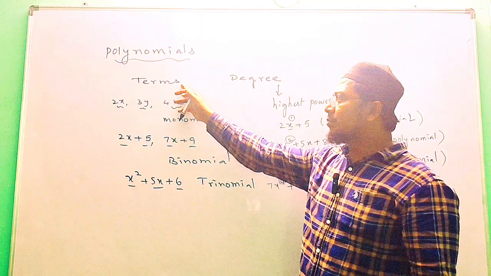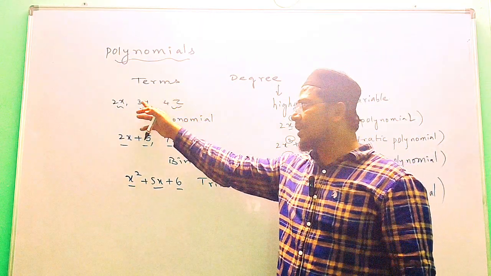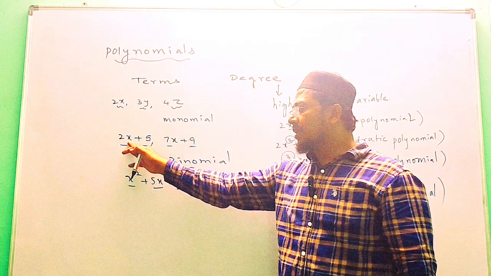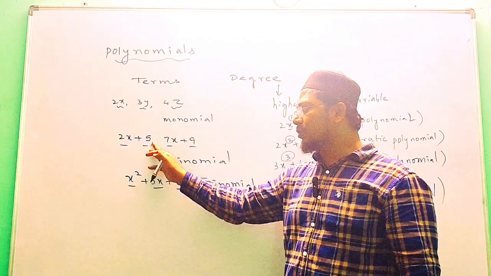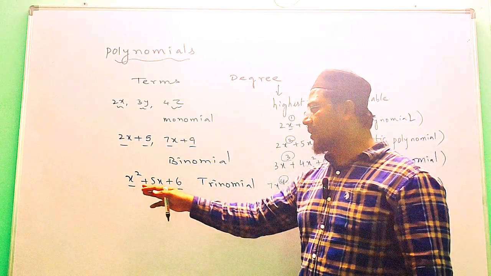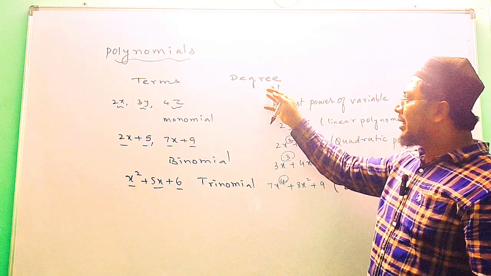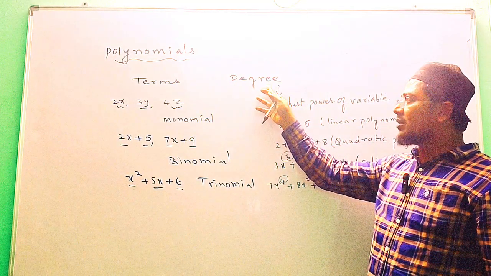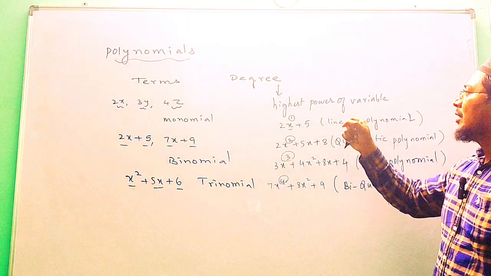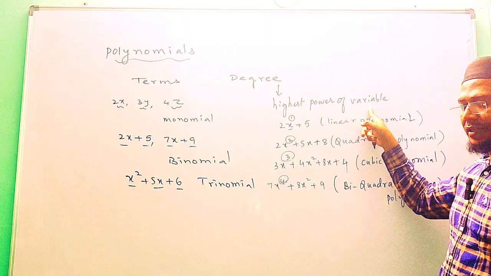Based on the terms, polynomials are of various types. If any polynomial has a single term, this is known as a monomial. Any mathematical expression that has two terms is known as a binomial. Any mathematical expression that contains three terms is known as a trinomial. Similarly, polynomials are also divided on the basis of degree. The first one, degree means what? Degree means the highest power of a variable.